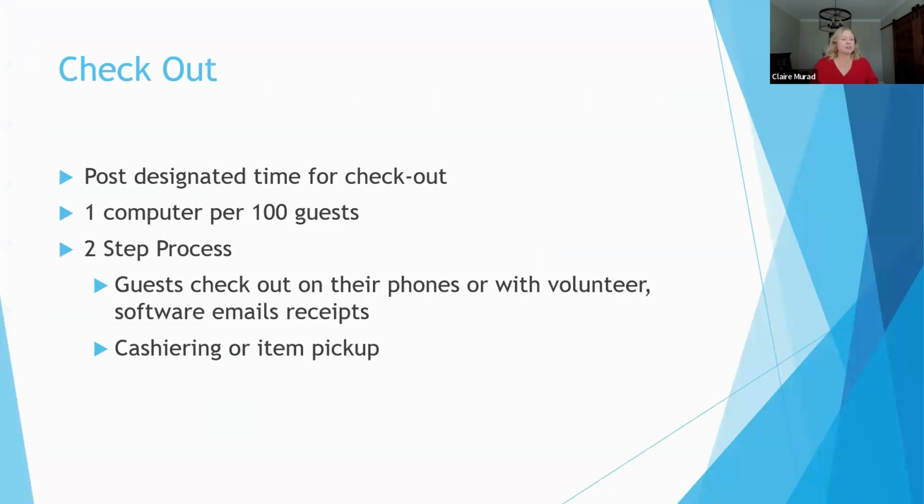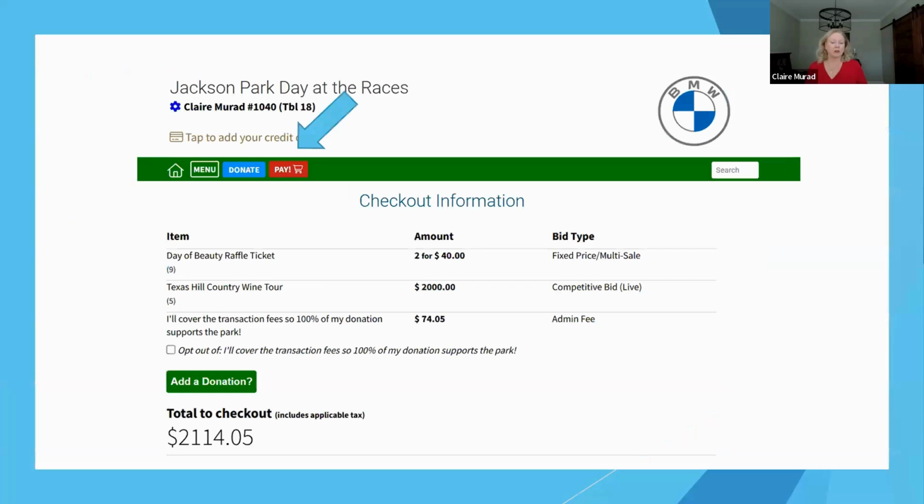So you want to post a designated time for checkout. We typically recommend that you have one checkout computer for each 100 guests. And you want it to be a two-step process, right? So guests can check out on their phones or with a volunteer at the registration desk. And the software will email them a receipt, and then they can go to cashiering to pick up their items.